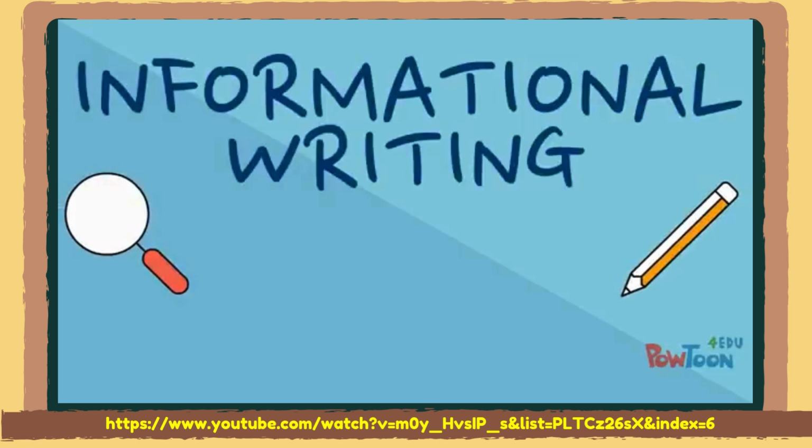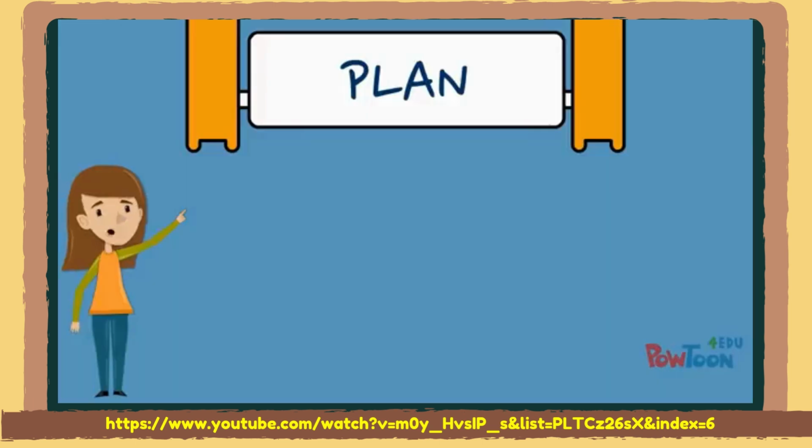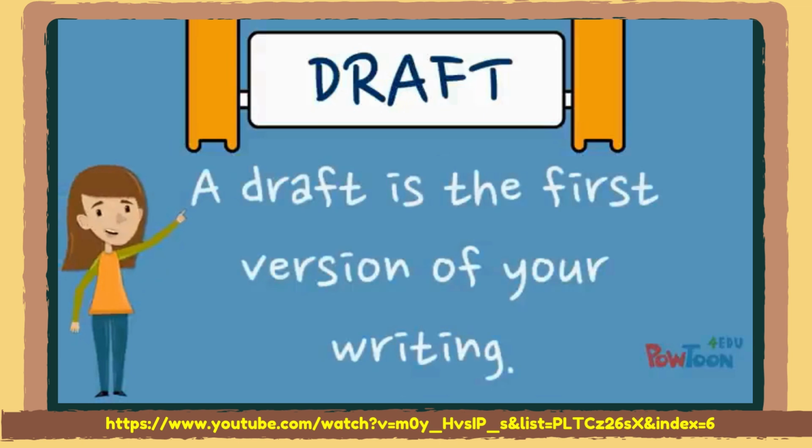Informational Writing, Episode 5, Writing a Draft. I'm writing an informational book about computers. This is my plan. I have already written an introduction, so now I'm ready to continue my draft. A draft is the first version of your writing. You can always go back later and make it even better.